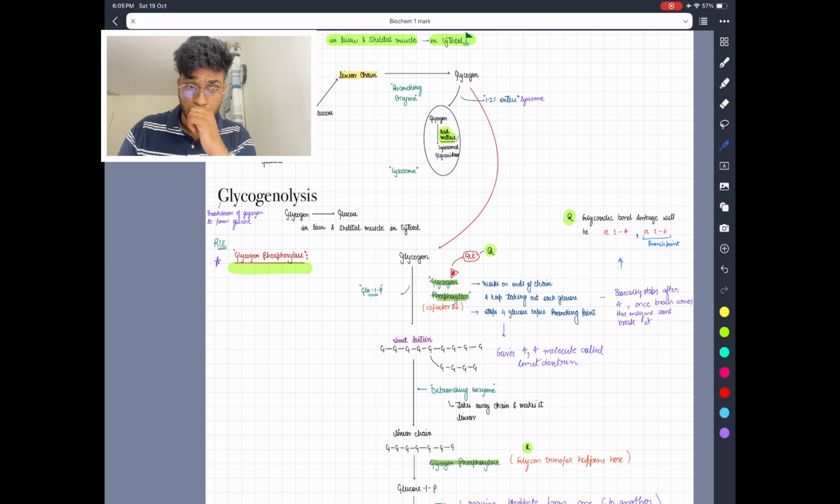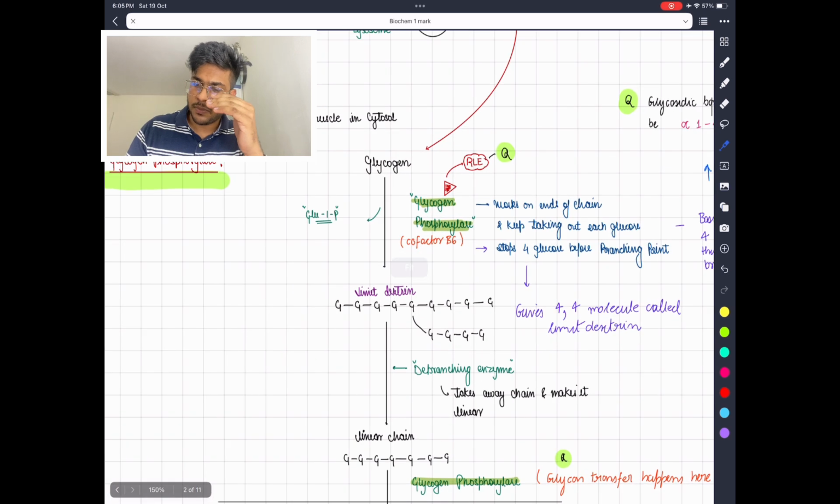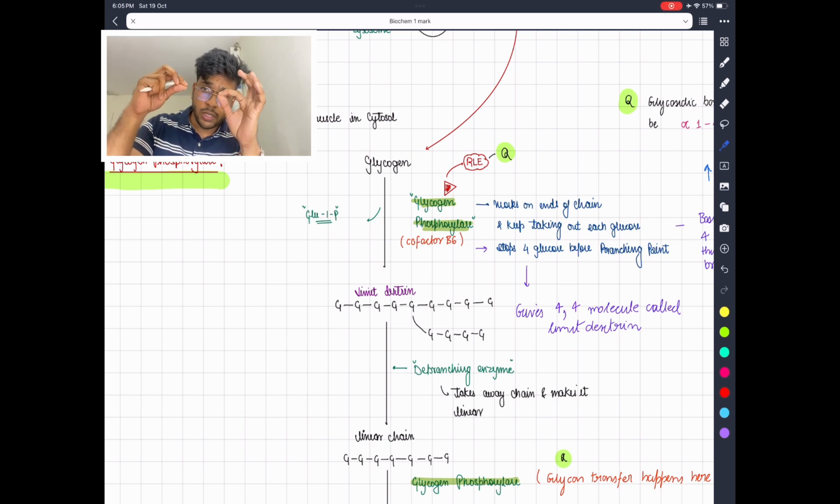This is the only enzyme which can do that, but at the same time it doesn't do it very efficiently. There are like 1, 2, 3, 4 bonds, let's say here. It will break down only till the fourth bond, so first, second, third and fourth, but eventually the fifth one will have the branch. So that's how it works.